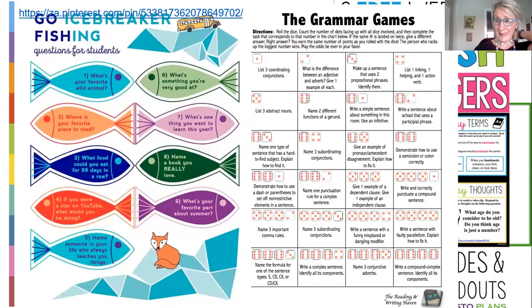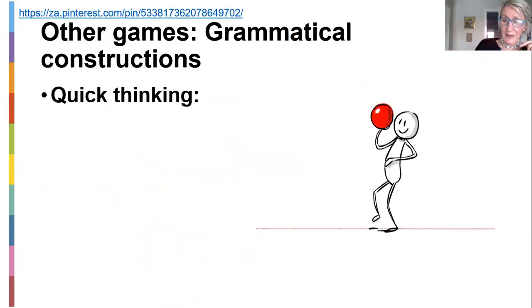This is a nice icebreaker. It's called going fishing, and you have all these little paper fish in a bowl, and you pull them out as the start of a class. What is your favorite place to read? That's number 2. Number 7, what's one thing you want to learn this year? So these are different things you could chat about in the class.